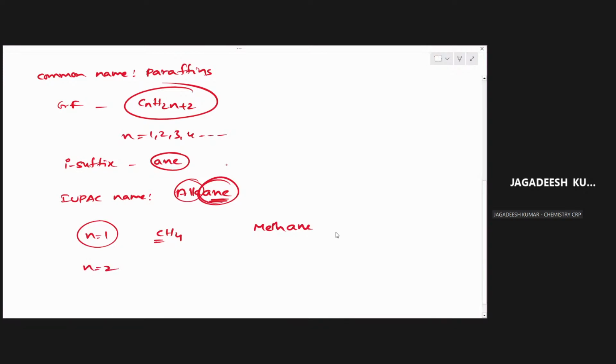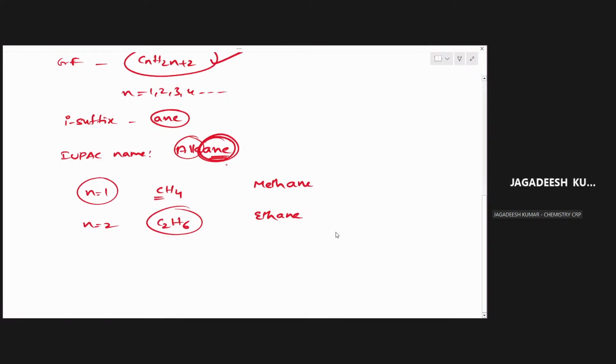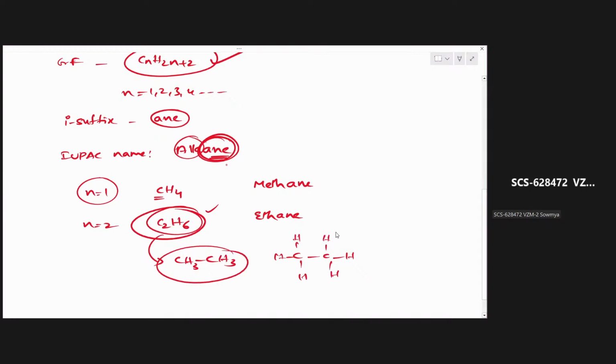And if you take n equal to 2, we get C2H6. Two carbons means eth, and the primary suffix is common because we are following the alkanes general formula, so we add an to the root word. You can write C2H6 as 2 carbons continuously with 3 hydrogens on each carbon, or you can expand the structure also. So you can use any formula: C2H6, or CH3CH3 condensed formula, or structural formula. Anything we can write.